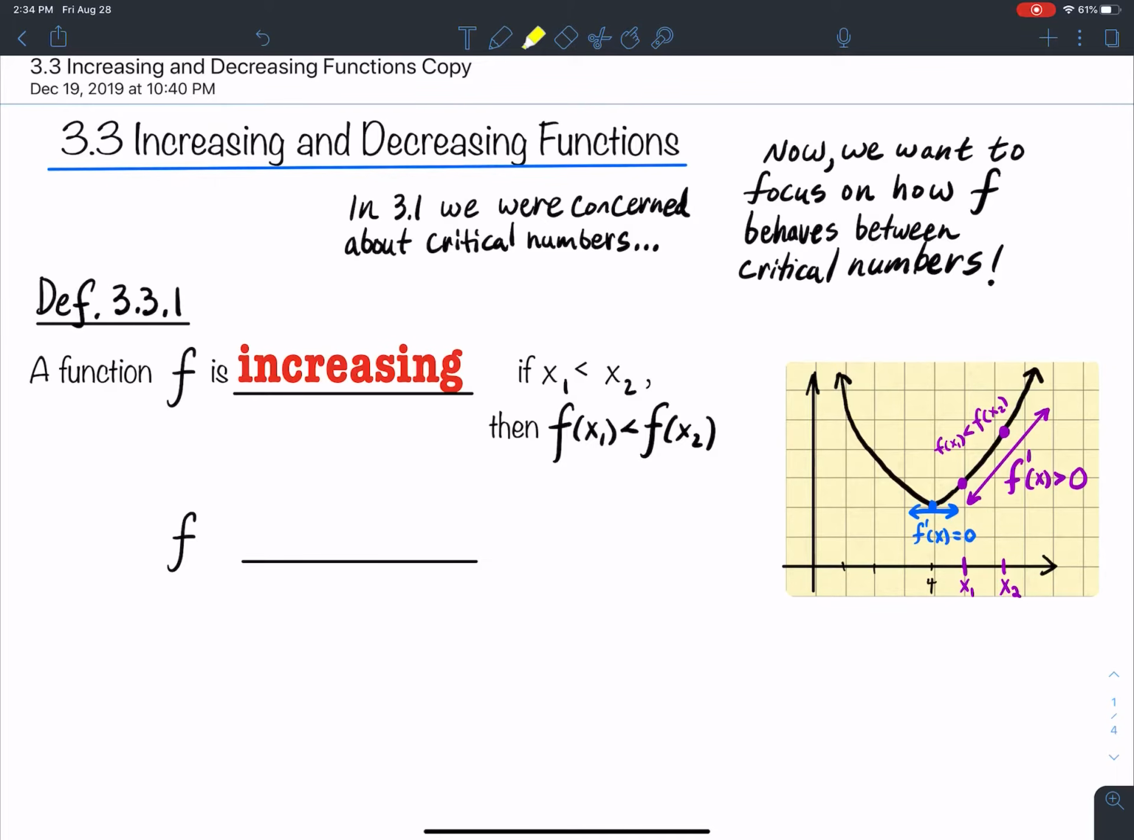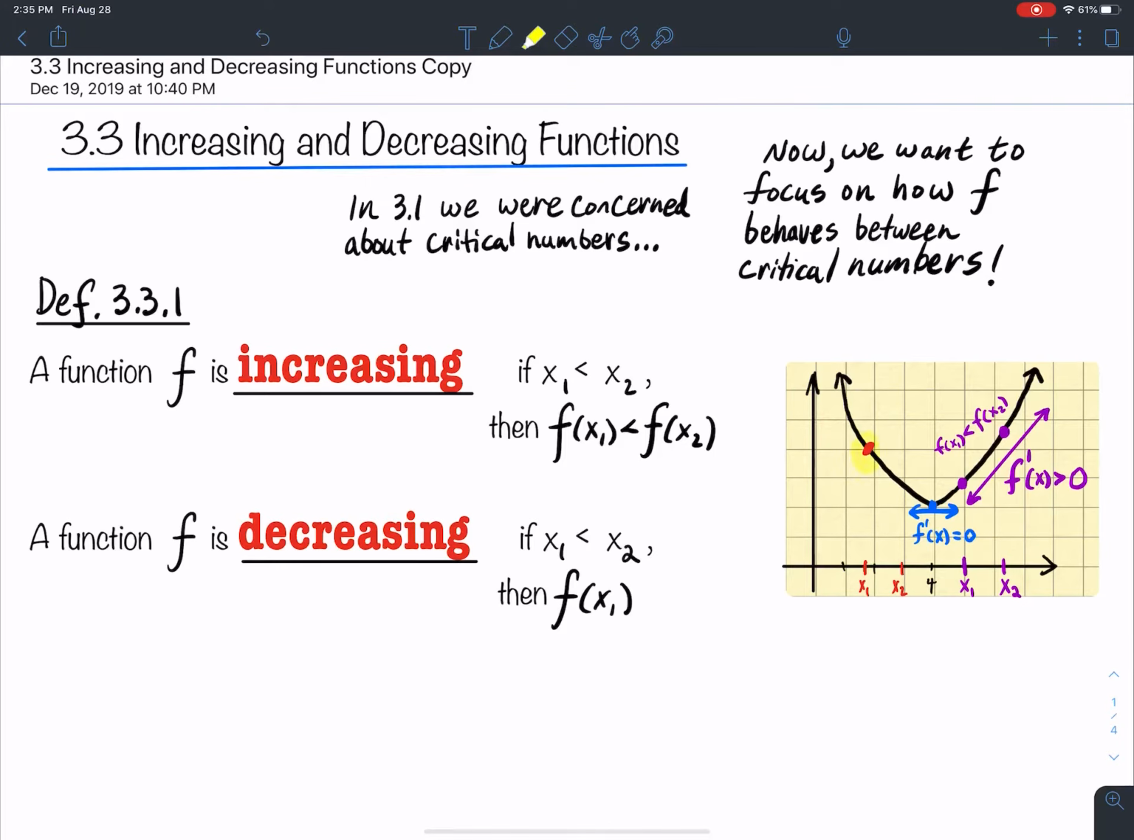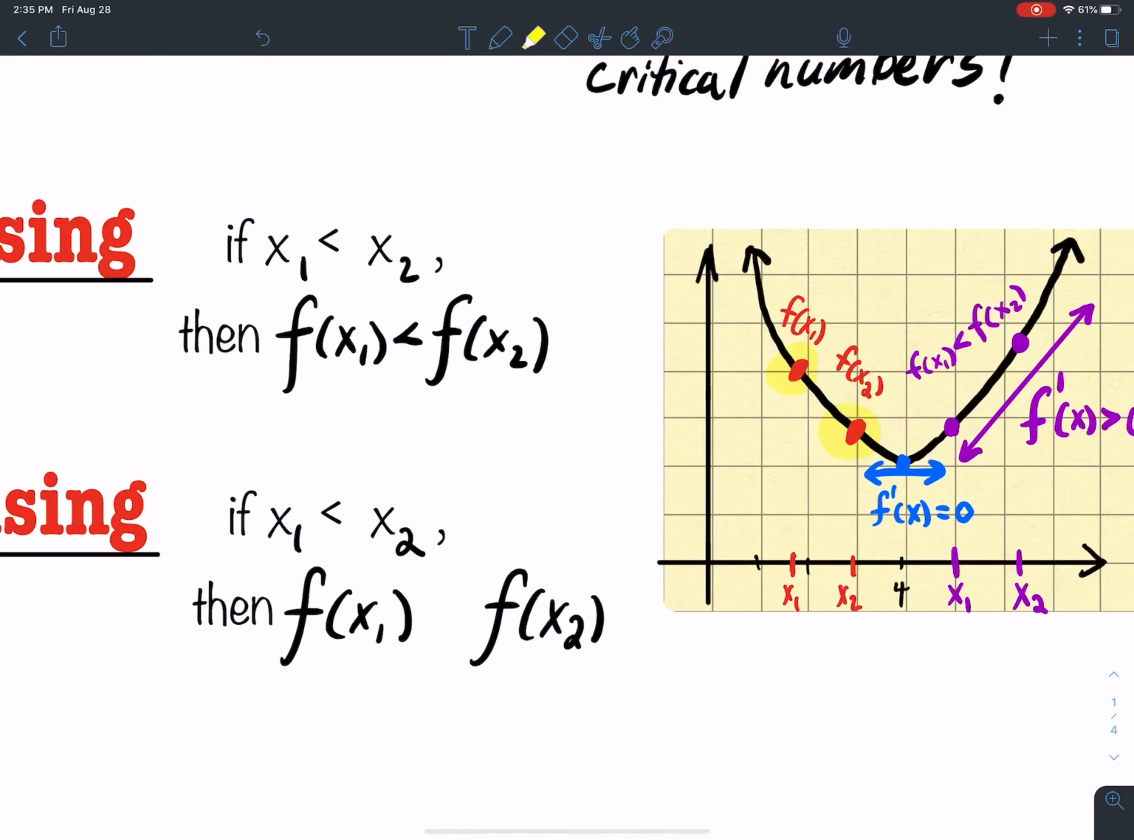Next, I have to define what decreasing is. So it's the opposite of increasing. You know from college algebra that we're decreasing on this side of the parabola. Well, the old algebra definition is if I have x1 less than x2, well, what does that tell me? The output of x1 is greater than the output of x2. Clearly you can see that dot right there is higher than that dot there. So f of x1 is greater than f of x2.